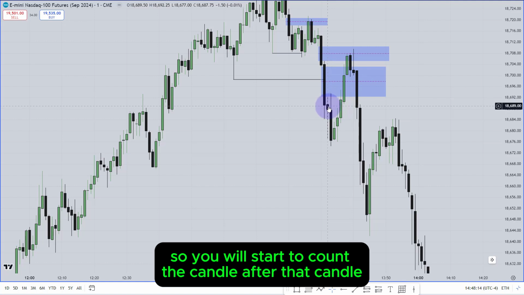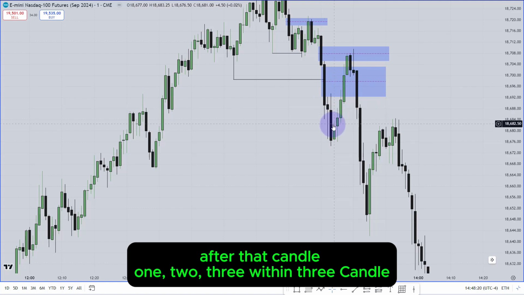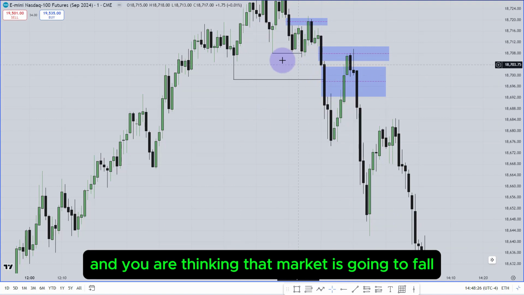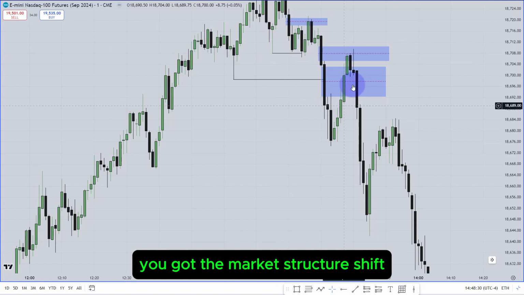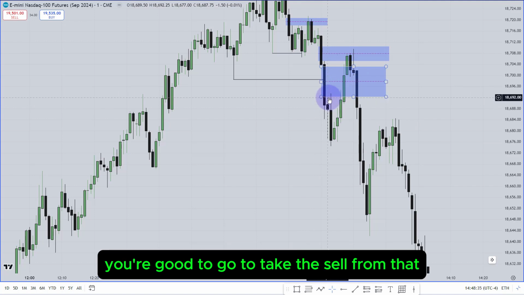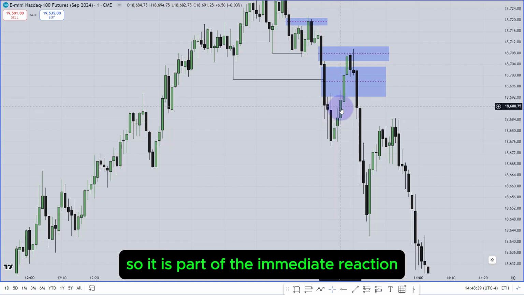So you will start to count the candles after the candle which has made this fair value gap. After that candle: 1, 2, 3. Within 3 candles, if the market trades this fair value gap and you are thinking that the market is going to fall, you have marked the perfect swing low for shifting market structure. You got the market structure shift, everything is cool, and this is the immediate reaction. You are good to go to take the sell within these 3 candles. So it is called the immediate reaction.